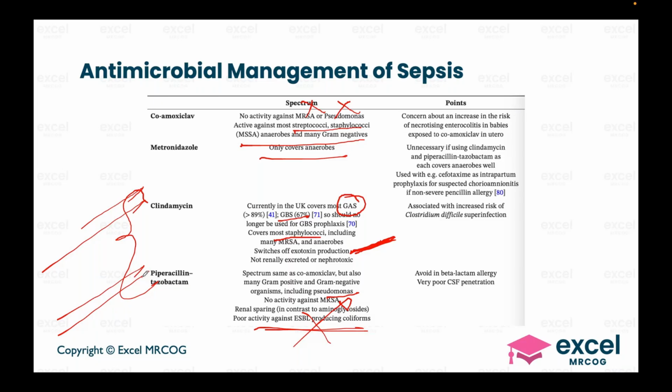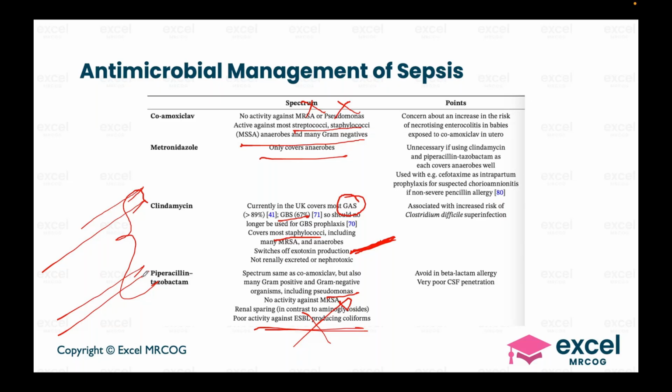Septic abortion would be different, because gentamicin is given in septic abortion, metronidazole and your co-amoxiclav usually, but you can even give pibzoclinda, that is your piperacillin, tazobactam, and clindamycin.